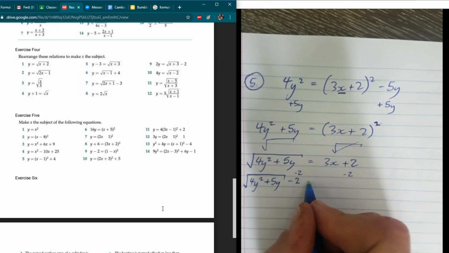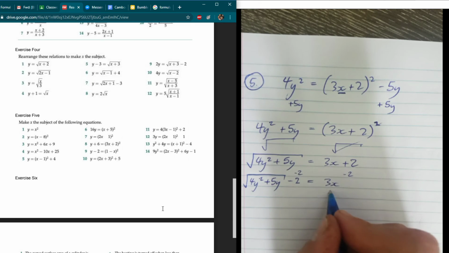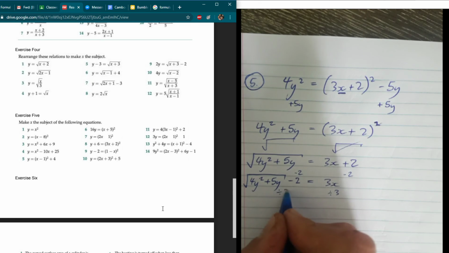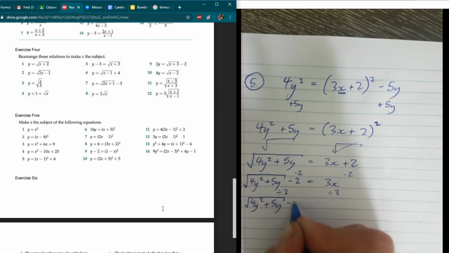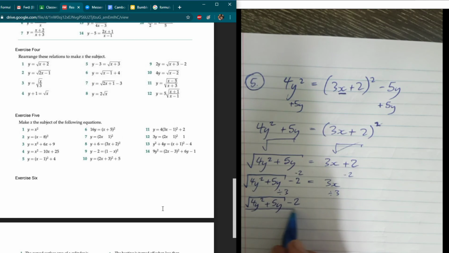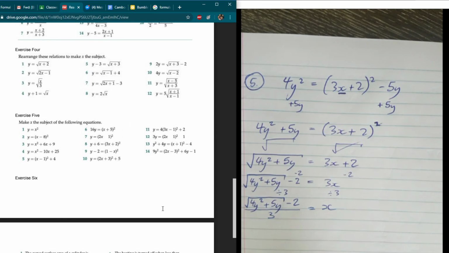Okay, and then we got 3x. Final thing to do is divide that by 3, and then we can just do a really big divide symbol over here, because we are a bit lazy. The square root of 4y squared plus 5y, minus 2, and everything is being divided by 3. And that leaves us with just x, so there you go.